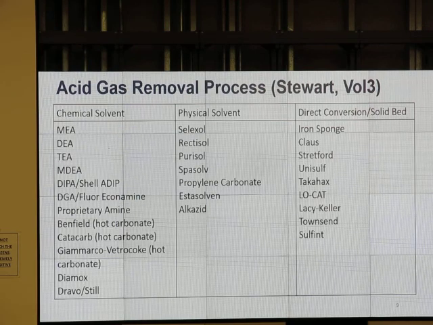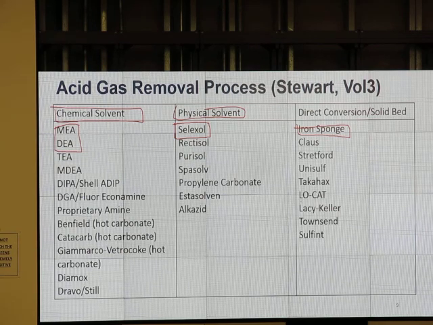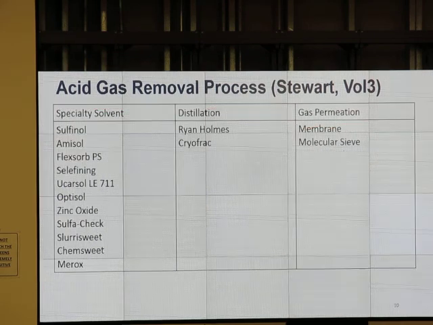Okay. What's the process? We have chemical solvent, physical solvent, and some other solid bed processes. You need to know Selexol because it is used at the gas plant. You need to know about MDEA and DEA because they're used at the OXY gas plant. And you need to know about, I think, iron sponge because it's in the exams. Okay? Just that. The rest, we don't focus on, but we'll talk about it. It could be on the exam, I'm not positive, but I think iron sponge is in the exam.